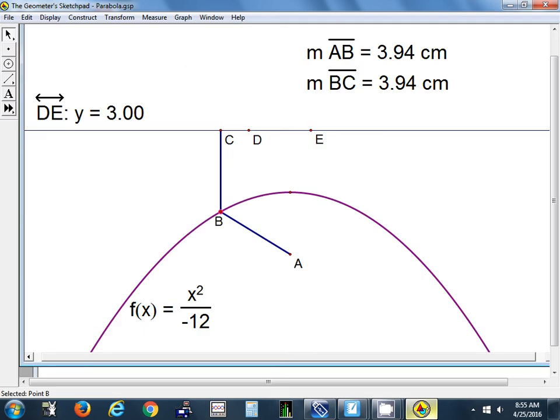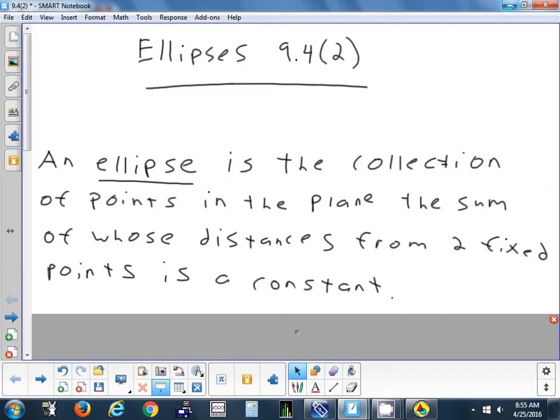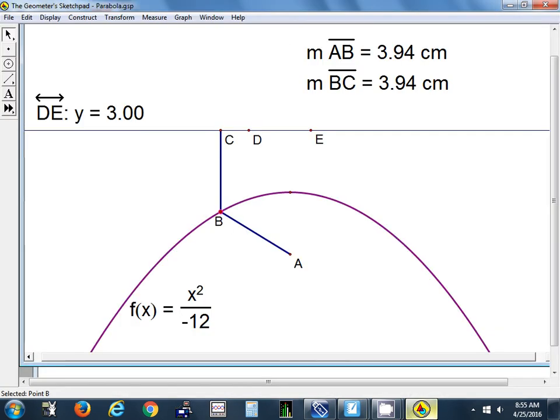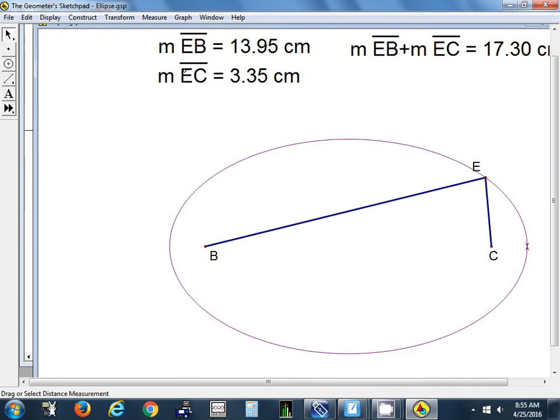All right, so I can put that right back up. Let me just show you the ellipse. Okay, so here's an ellipse. Those two points I was talking about measuring the distance from, I've called them B and C in this picture. Now, the length from E to B is going to change, and the length from E to C is going to change. But when I add the two distances up, watch what it always adds up to.